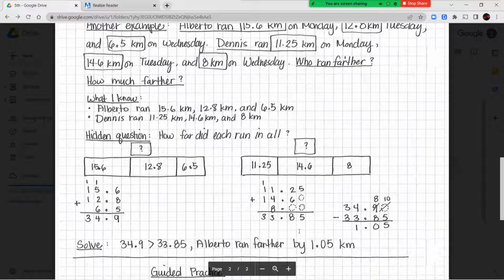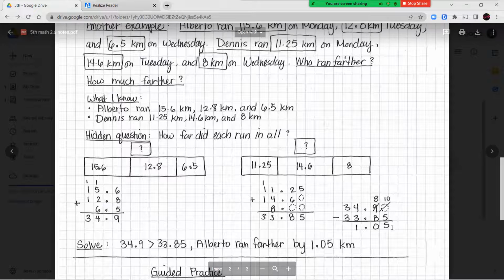Now I need to find out who ran farther and how much farther. So I'm going to take Alberto's, which was a greater distance. So we know Alberto ran farther because his distance was 34 9/10 of a kilometer, and Dennis was 33 85/100 of a kilometer. So I stacked and subtracted.